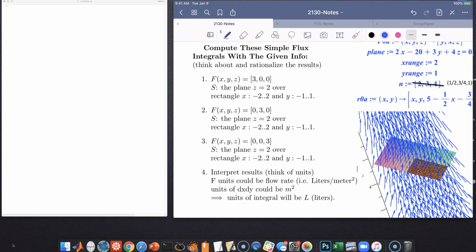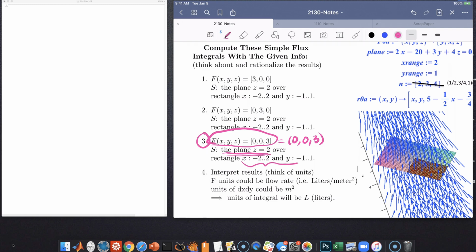Just to get us going on this problem, let's say in part 3, we have a vector field. In this case, it's a really simple vector field. It is the vector field 0, 0, 3. And we want to compute the surface integral of this vector field over the surface, which is just the plane z equals 2. And that plane is drawn over top of a rectangle, -2 to 2, -1 to 1.